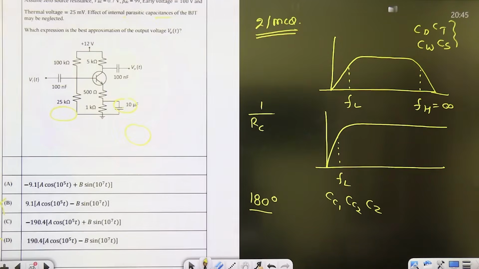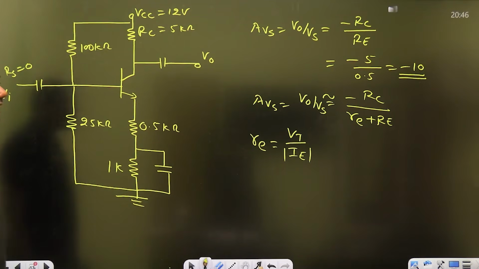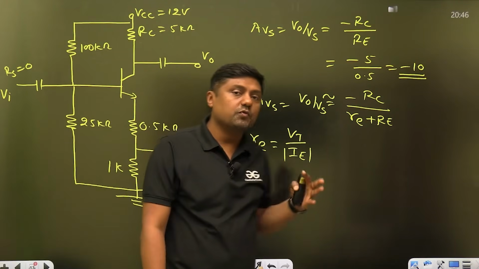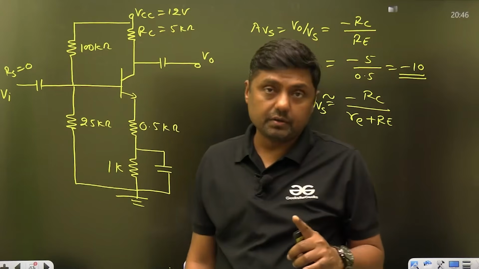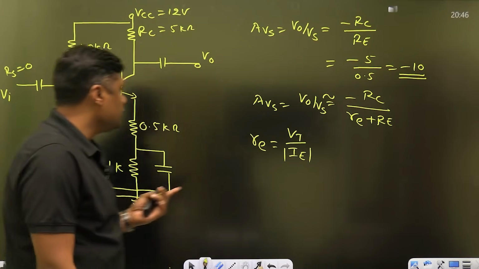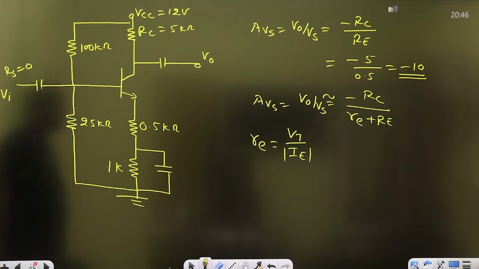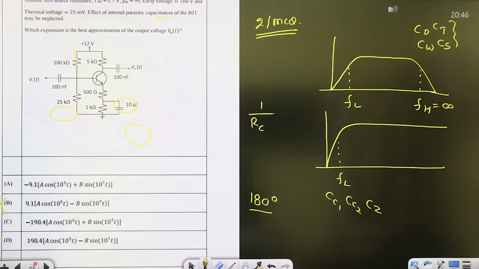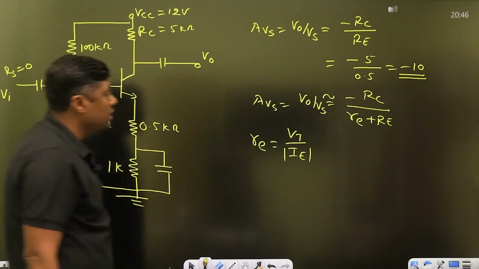Vt is given in the question, the volt equivalent of temperature, 25 millivolt. Beta is given, Vb is given, early voltage is also given. But if you are going to calculate in the exam hall, it will take around 5 to 10 minutes. No doubt we can solve it. I'm just giving you the hint. We can use the RE model. Early voltage is given, 100 volt. It means you have to calculate the output resistance also.